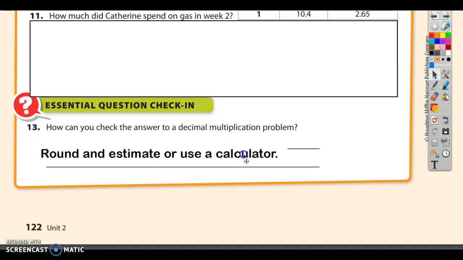Both of those are suitable options. Round and estimate is really fast if you have good facts. Using a calculator is good if you have access to one. Okay, good job. You're done with page 122.